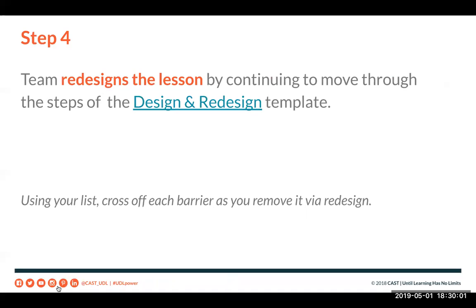Think a little bit about tweaking that lesson. Perhaps there's one little piece that you'll change because there's a barrier that you found that you need to remove. Perhaps there are multiple places that you'll do some redesign, but use your list of barriers, and as you redesign and remove the barrier, cross it off the list. Continue to redesign until all of the barriers are crossed off.